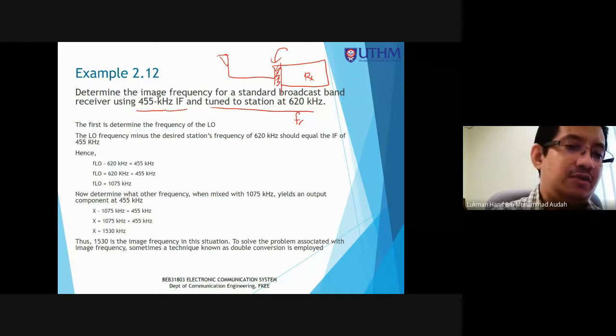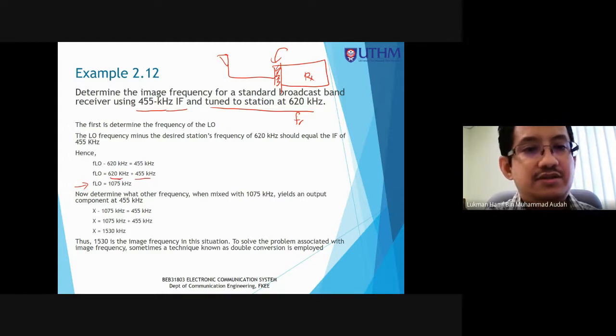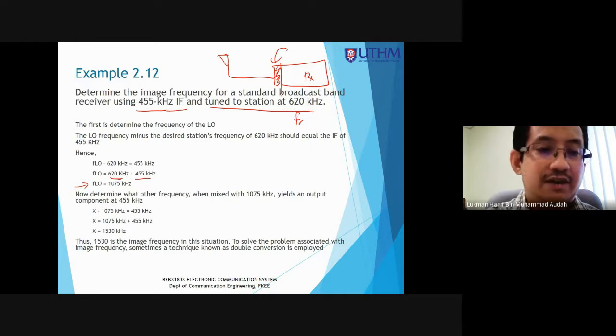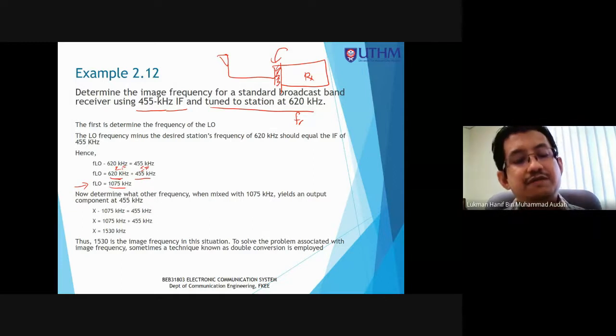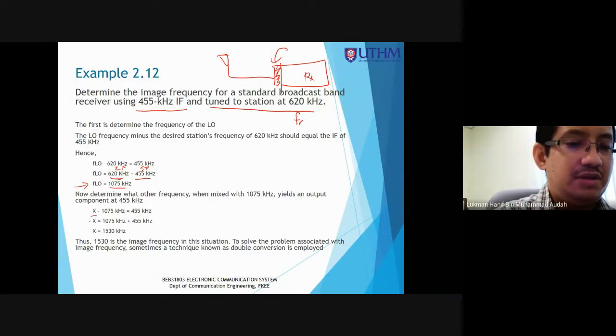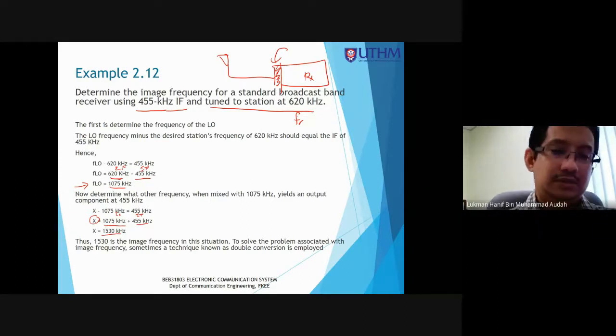Dalam kes ini dia mula-mula mencari berapakah nilai FLO. FLO is equal to FRF plus FIF. So this is a high side injection, yang mana dia menggunakan FRF plus FIF. So this is RF plus IF. So we get 1075 kHz. Then from here you can add, the image is located at FLO plus FIF. This is LO, this is IF. So dapat 1530. So dia guna cara panjang.